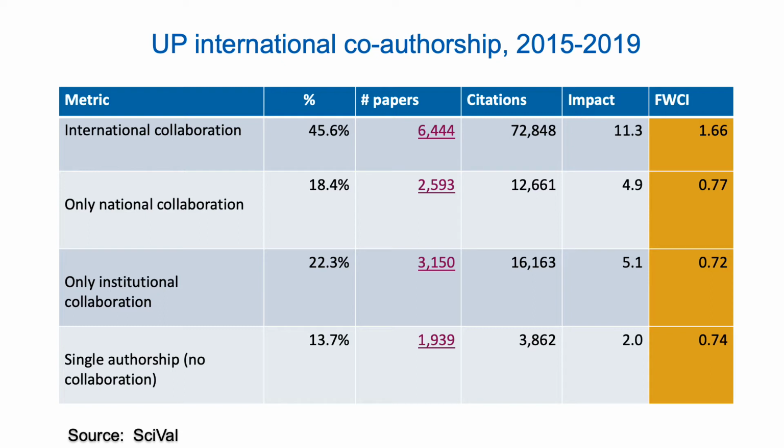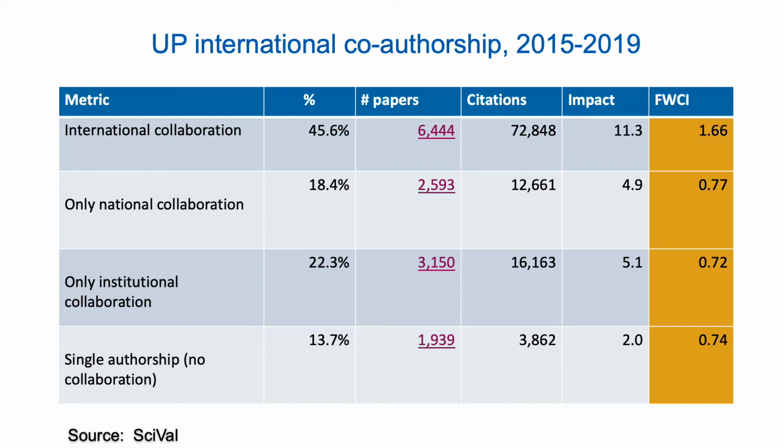But the fourth and the fifth columns are the important ones for my motivation. The impact shows the number of citations per paper, which already tells us a lot, and that international collaboration is doing far better than any of the national, institutional, and single authorships. You may say that citations are not similar for all research fields, and that is the truth.